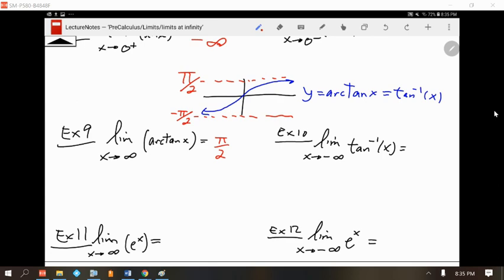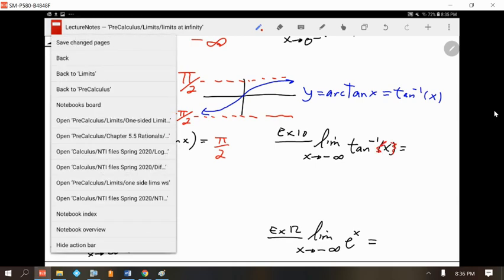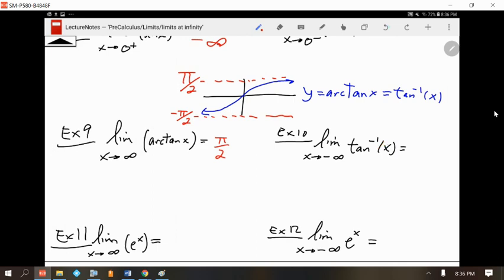Notice on question 9 I used parentheses. On question 10 I did not use parentheses around the inverse tangent function. They don't have to be there. So on question 9 I didn't have to have parentheses either. Notice on question 10 I used parentheses around the x, but on question 9 I didn't. I could have put arctangent in parentheses x. On number 10, I could have left the parentheses off the x. And inverse tangent x is the same as arctangent. I'm just trying to show you different flavors of how they can ask the same thing.